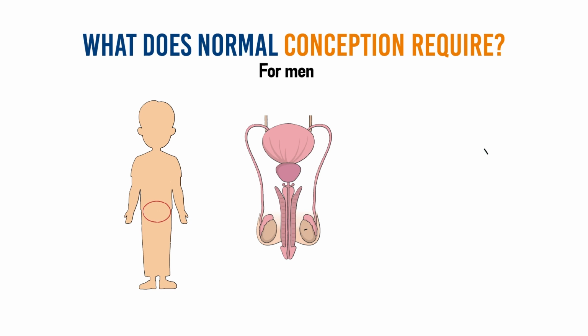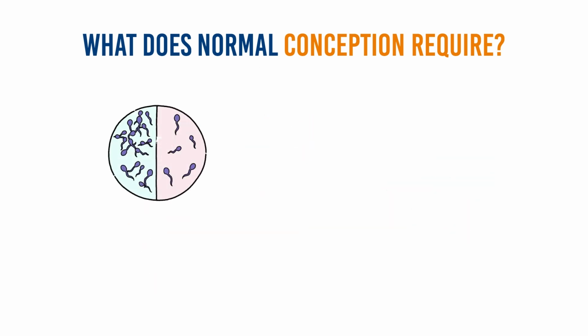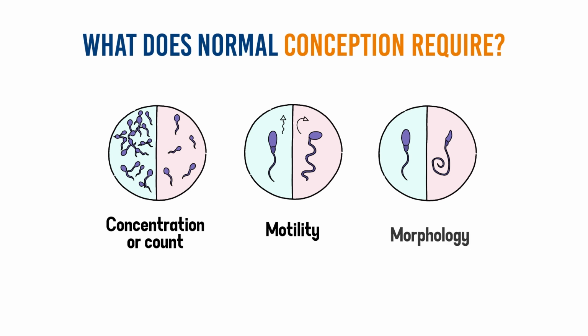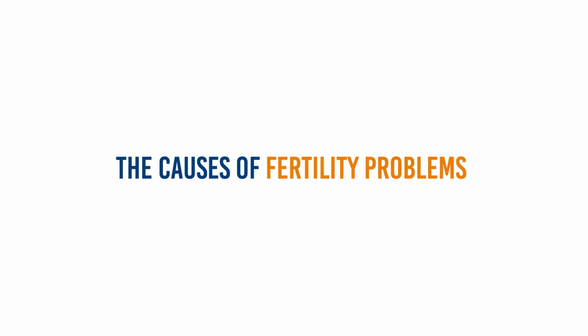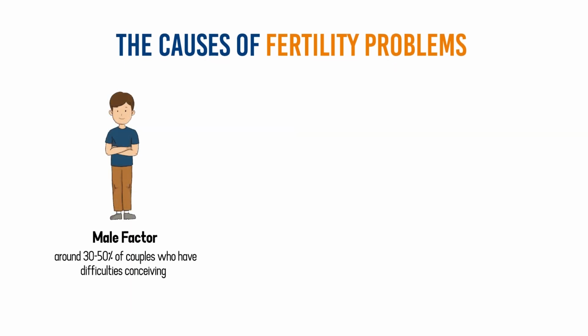For the man, his sperm needs to have an adequate quantity in concentration or count, the ability to swim in a forward direction or motility, and have a normal shape, also known as morphology. Here are some causes of fertility problems. Male factor is one of the most common causes for around 30 to 50% of couples who have difficulties conceiving.